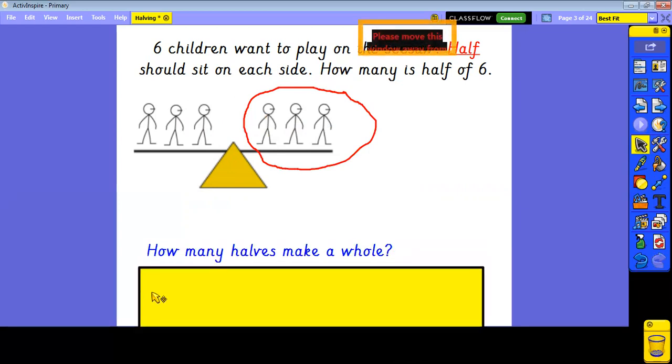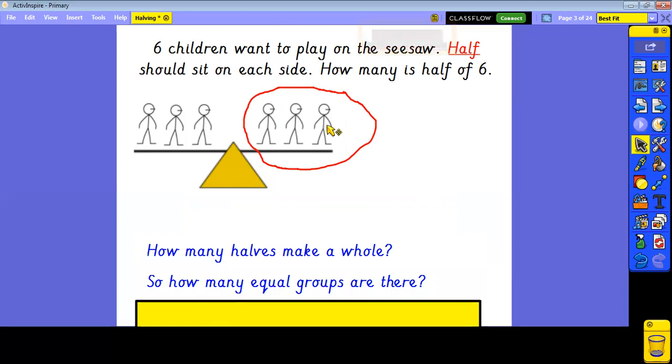So how many halves make a whole? So this is half and this is half, and together they are the whole. How many halves do I need to make up the whole? Fantastic. 2 halves make a whole. Can we say that together? 1, 2, 3. 2 halves make a whole. Well done. So then, how many equal groups are there when we're halving? That's right, 2, because 2 halves make a whole. Well done, year 2.